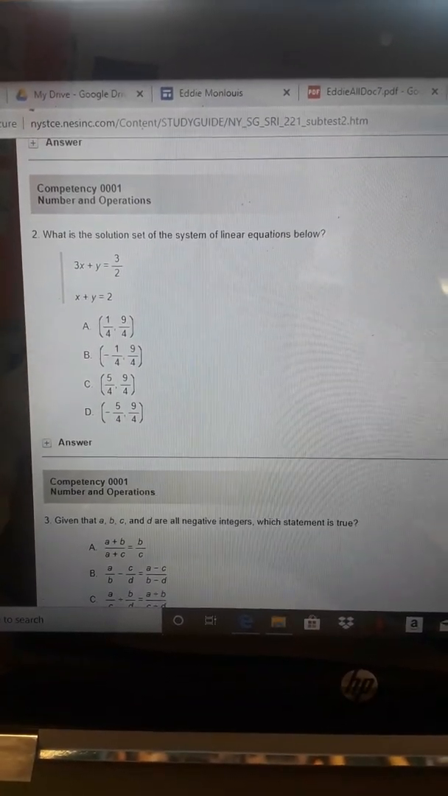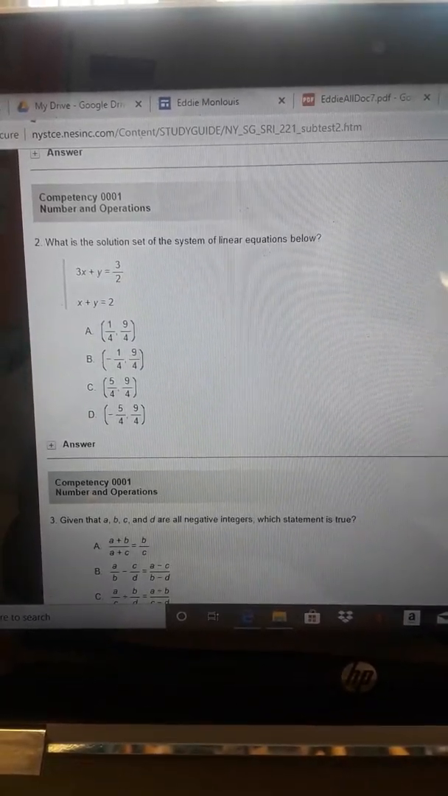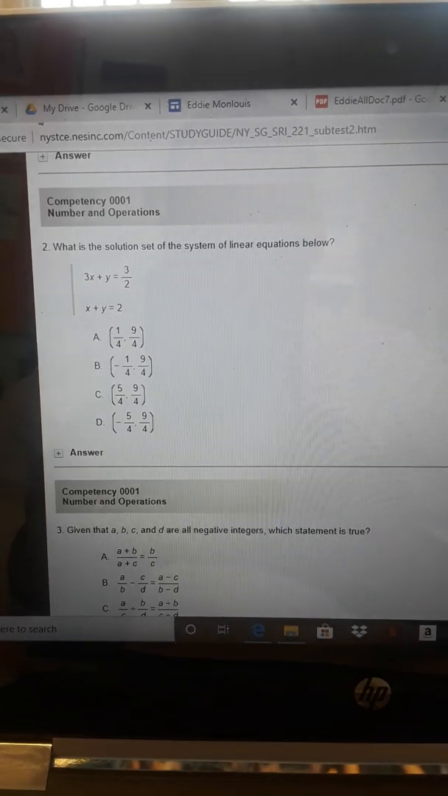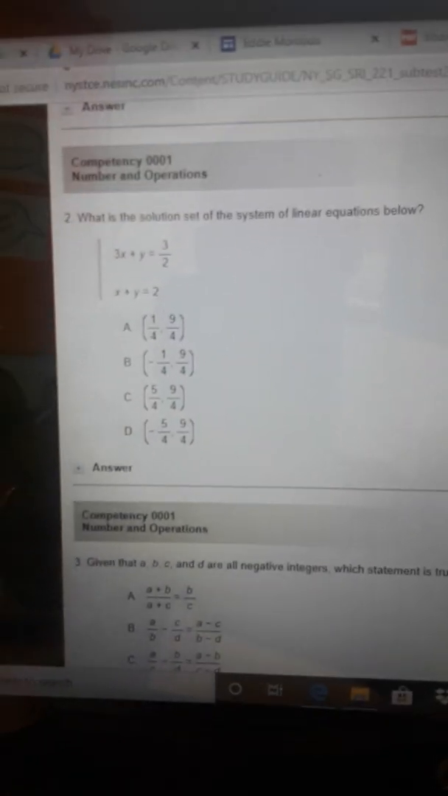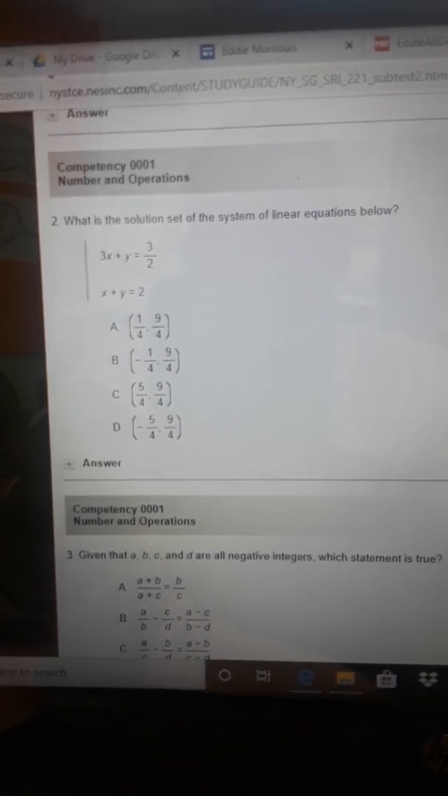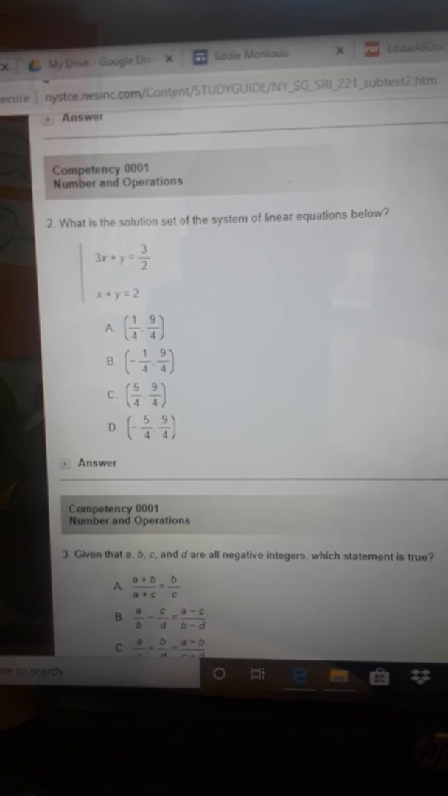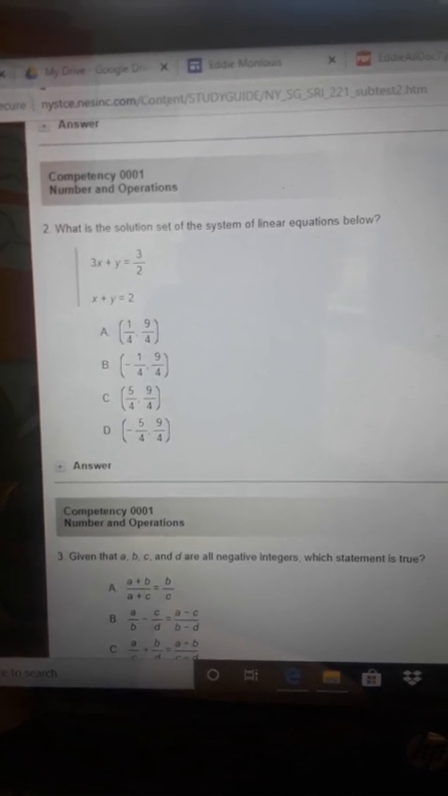This question says, what is the solution set of the system of linear equations below? Okay, so we have a system of linear equations here. 3x plus y is equal to 3 over 2, and x plus y is equal to 2. So they want to know the values for x and y that will satisfy both equations. And here's how we do this.